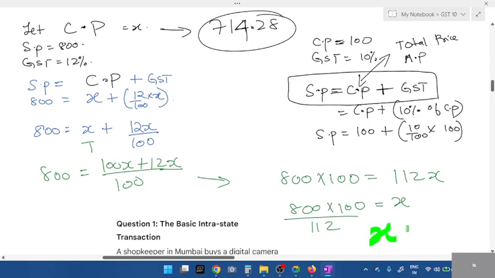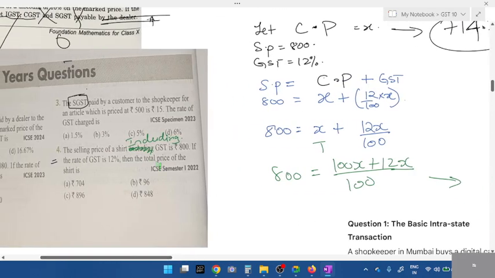So if you solve, the value of x is 714.28, students. Is this clear? All of you understood? Look here, I've changed it. I'll tell you here. I'll read it again.